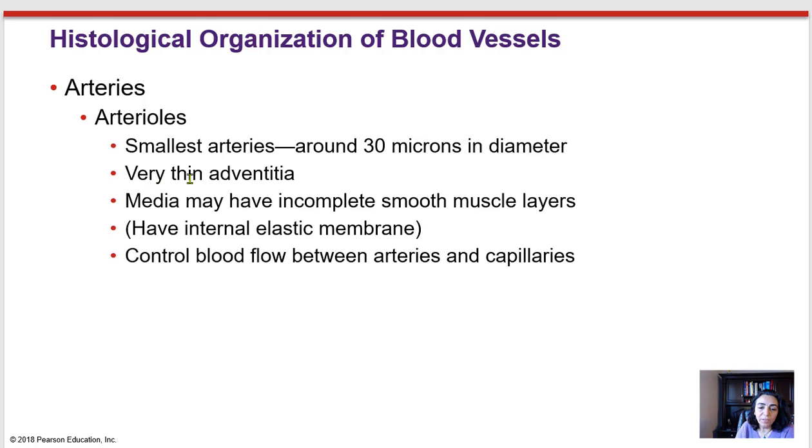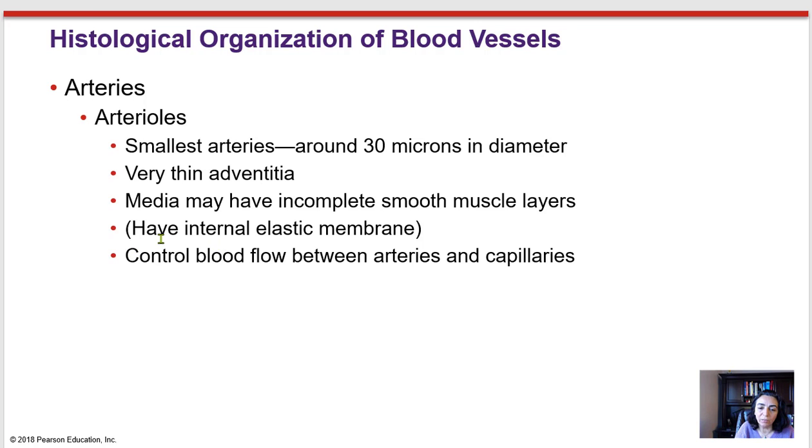They have a very thin adventitia. It's so thin that, even under the microscope, sometimes you cannot even notice it. And the media of these may be incomplete, meaning that the muscles can be seen in some parts, and on some other parts there are no muscles. So they are like patches all around. It's not a complete layer of the media.